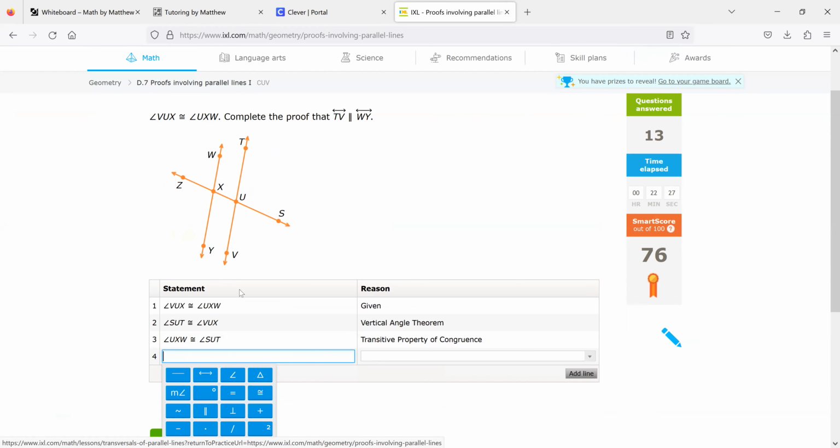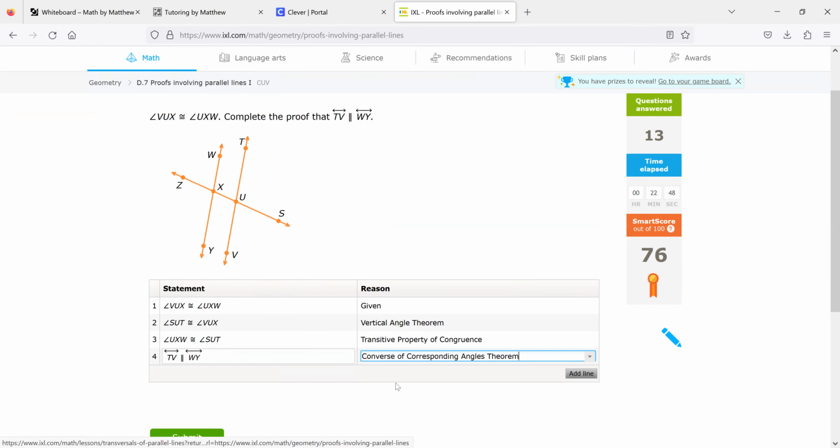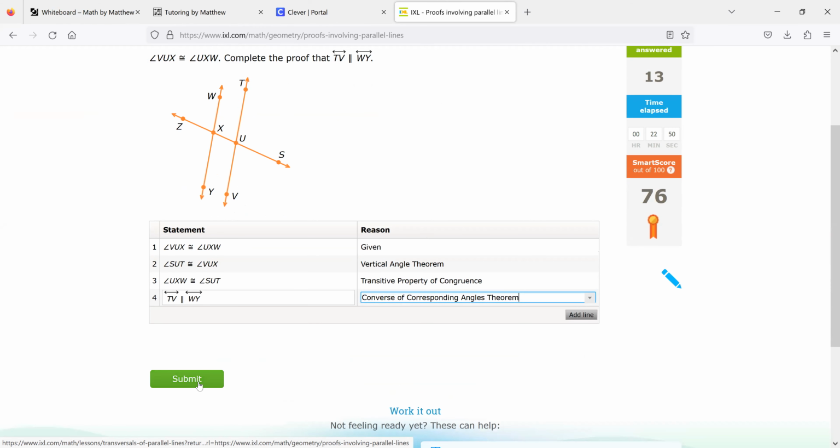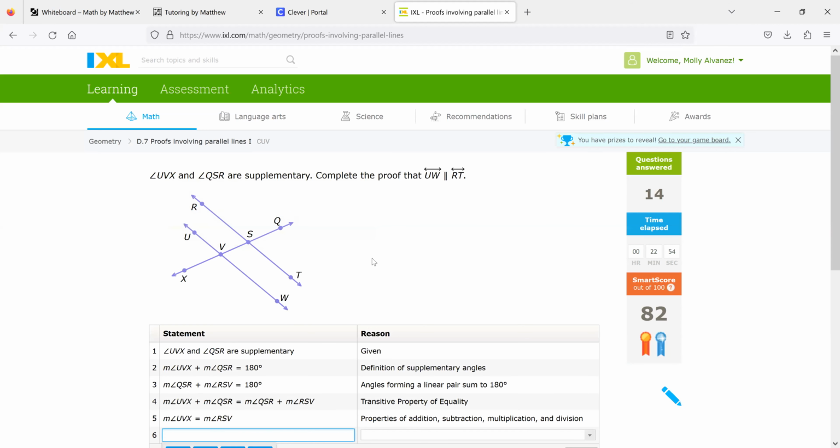All right, so this one's the same thing. TV parallel to WY, like that. And since UXW is congruent to SUT, that's converse of corresponding angles. These are proving the congruence. There it is. Okay.